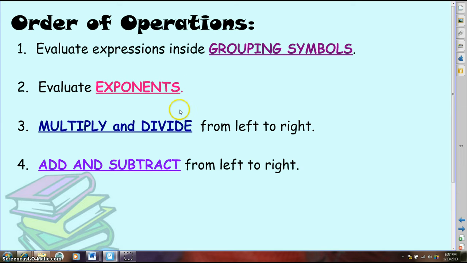Then we do multiplication and division, whichever comes first as we go from left to right. And then the very last thing that we do is we do our addition and our subtraction, and again from left to right. We don't have to multiply before we divide, and we don't have to add before we subtract. Depends on which one comes first in our problem from left to right.